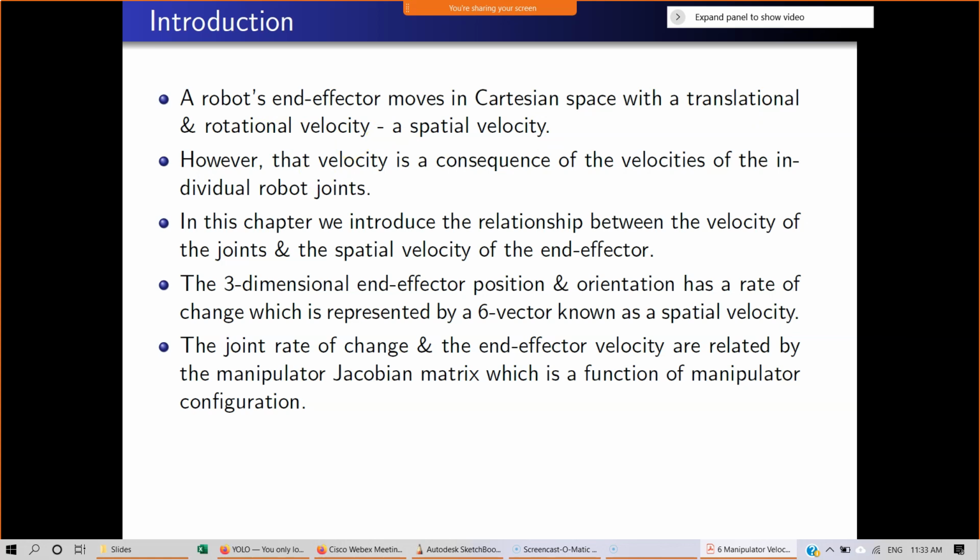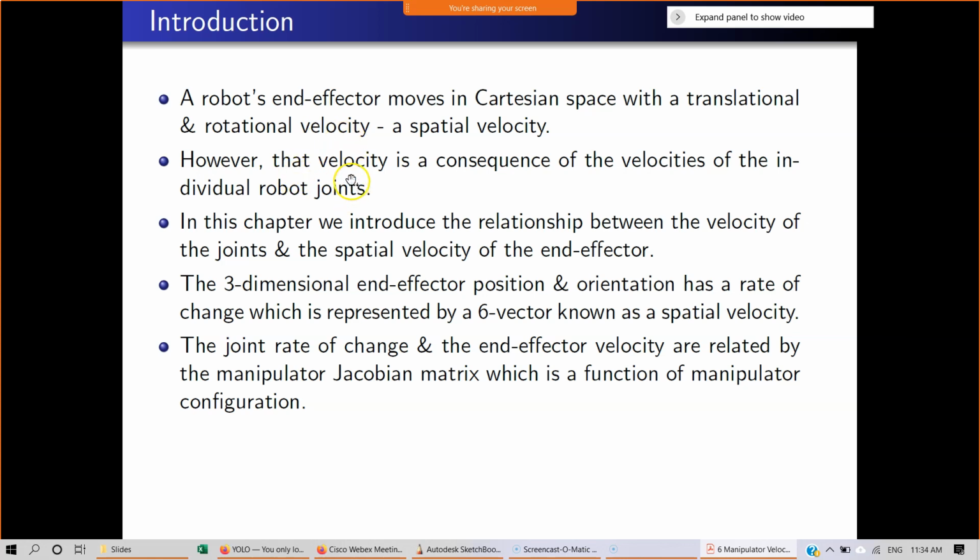Just like your car, right? If you drive your car or motorcycle, when you move from one place to another, your car has translational velocity. It also has rotational velocity, right? Because if you have a drone taking the video of your car from the top, you will see that your car is rotating, because the heading of the car changes.